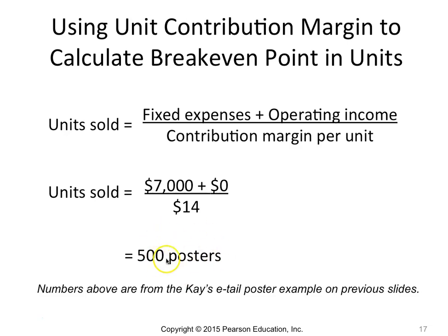So that is the break-even point for units. That means if K sells 500 posters for the month, she's not going to lose a penny, but also she's not going to make any penny either. So this is the break-even point.